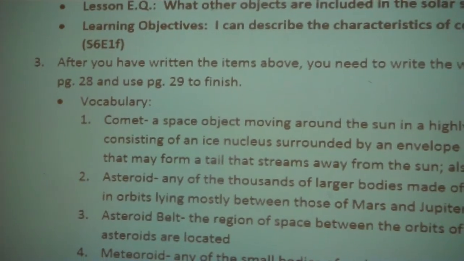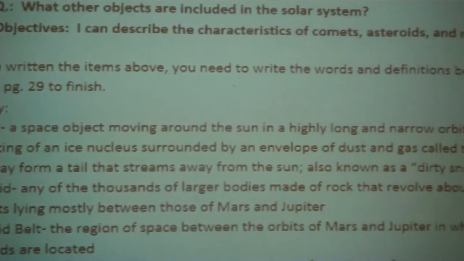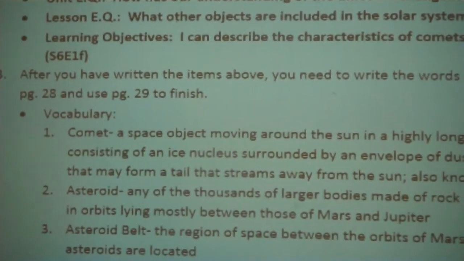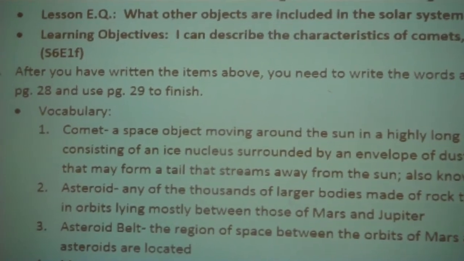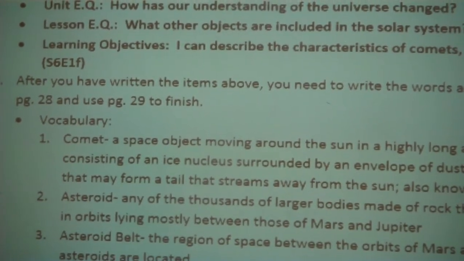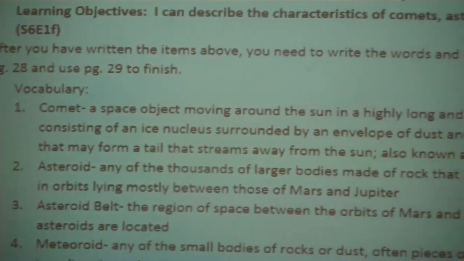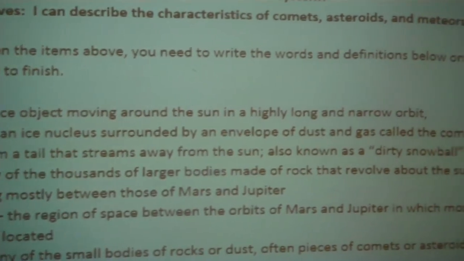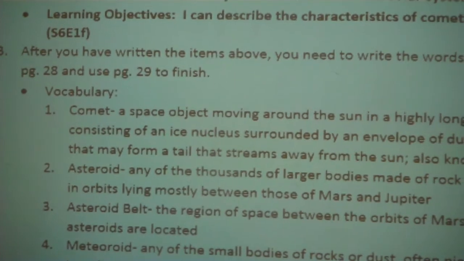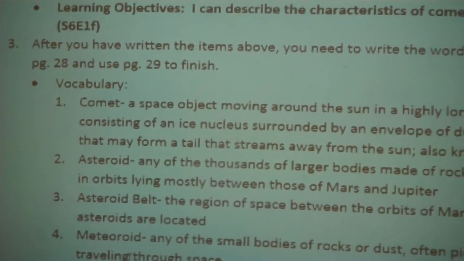Number 2, the asteroid. This is any of the thousands of larger bodies made of rock that revolve about the sun in orbits lying mostly between those of Mars and Jupiter. So remember, an asteroid is the pieces of rock that were left over. Number 3, the asteroid belt. This is the region of space between the orbits of Mars and Jupiter in which most asteroids are located. So when we talk about the asteroid belt, that's the actual space between Mars and Jupiter where they are.